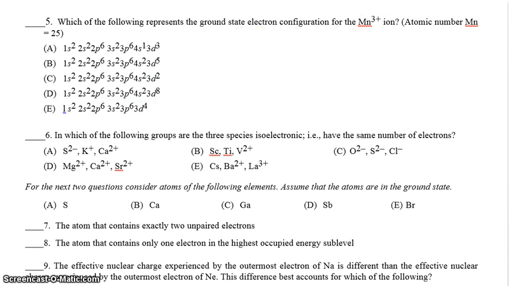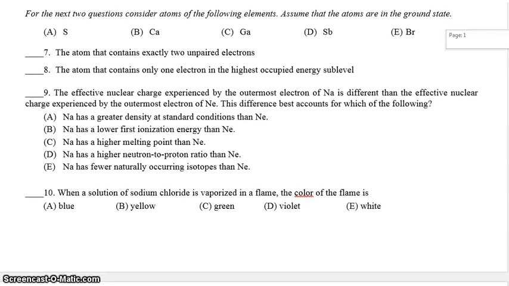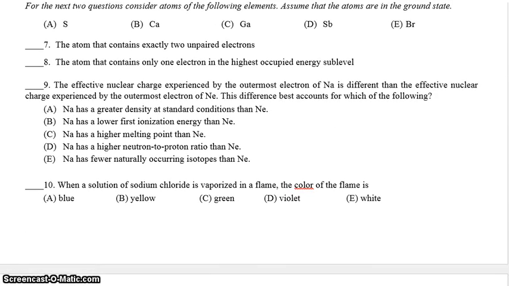Good. So we'll also look at number 7 and 8. These are going to be the, let's see, unpaired electrons. So we're going to do orbital diagrams. If you recall, orbital diagrams had orbitals with electrons in them and so forth. So let's take a look. Here it says number 7, the atom that contains exactly 2 unpaired electrons.